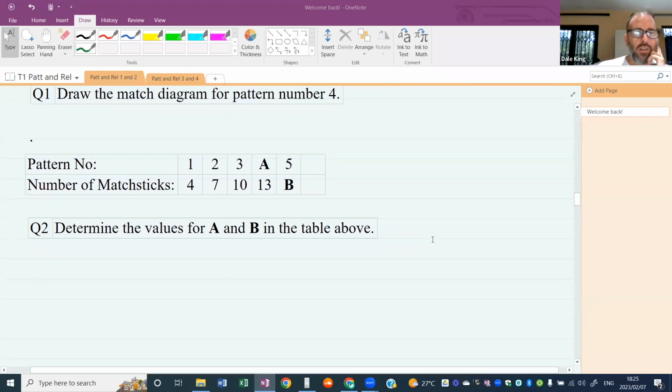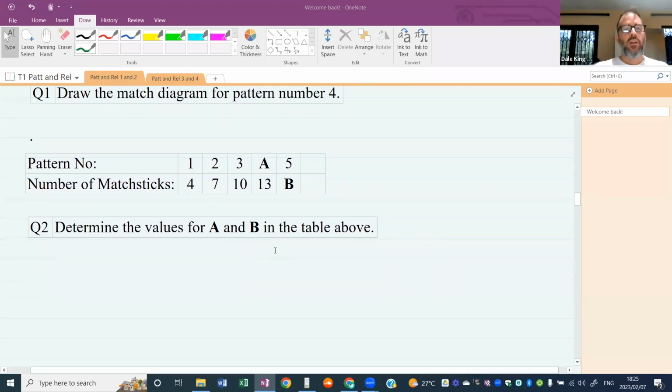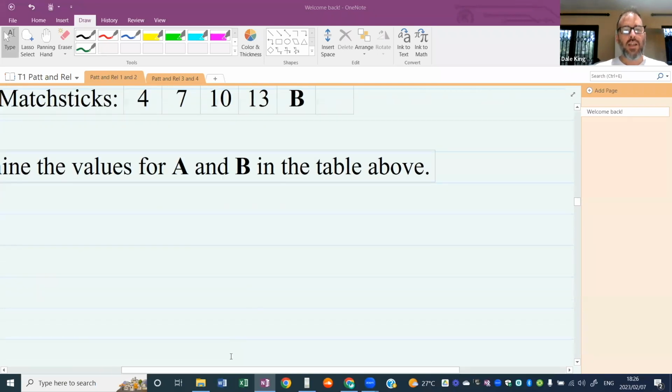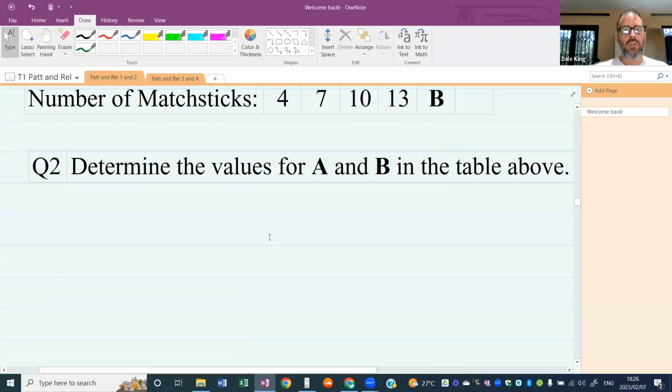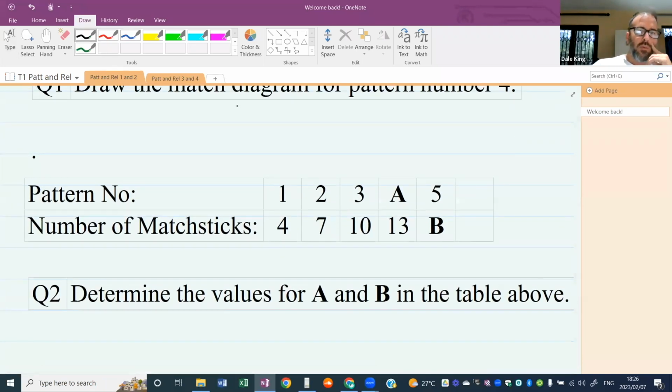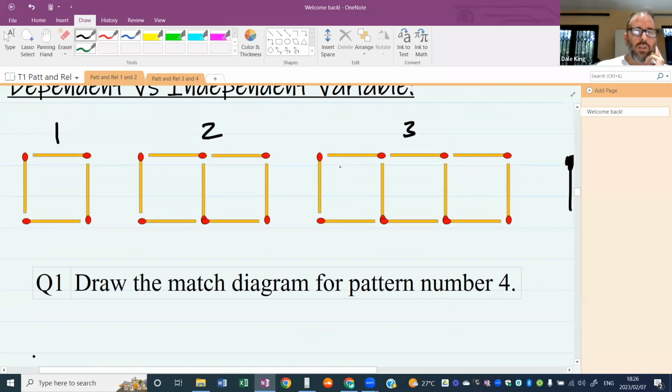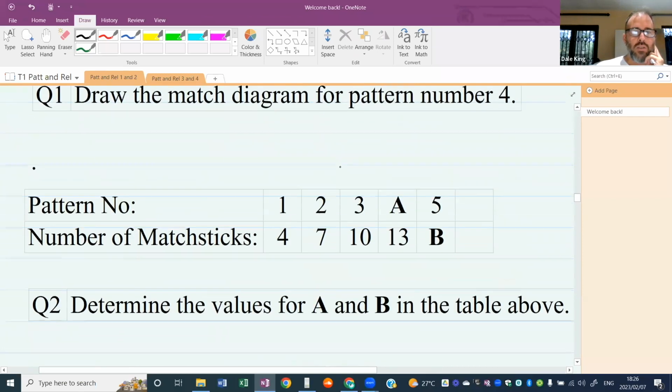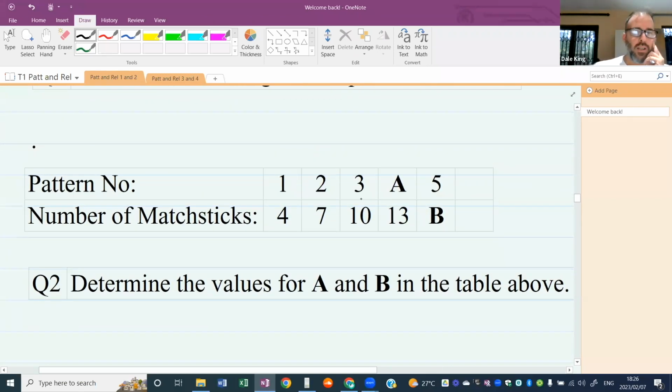Okay, let's have a look at this in a little bit more detail now. I'm going to zoom in. Now, I want to bring to your attention something that's very important in the exam. When they give you a table like this, the first thing you look for is the change for every pattern number. As we jump from pattern number to pattern number, we're trying to figure out what the change is. Okay, that's important.